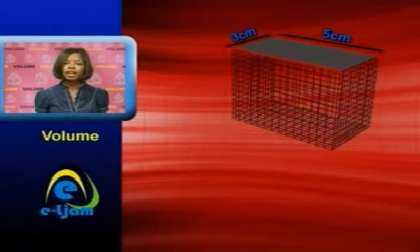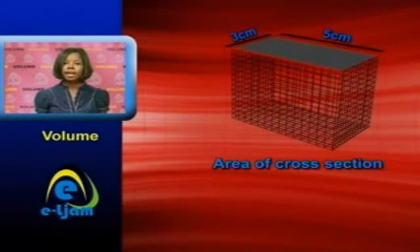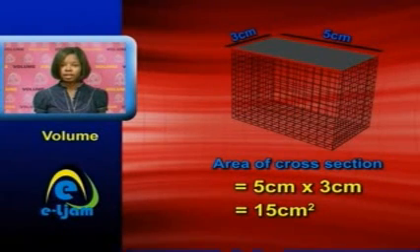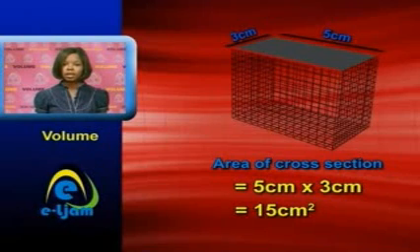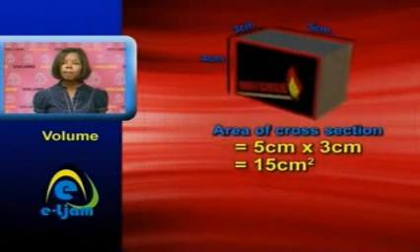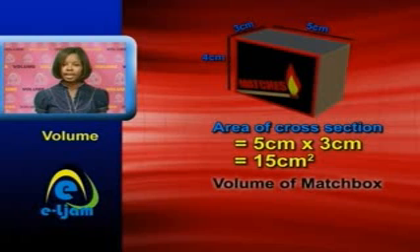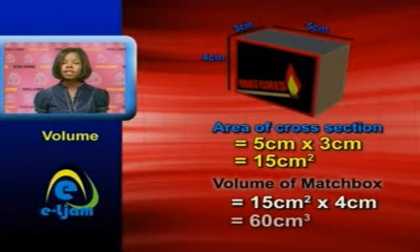We first find the area of this base by multiplying the length by the width. This gives us an area of 15 centimeters squared. The volume would then be found by multiplying this area by the height, 4 centimeters, to give 60 centimeters cubed.